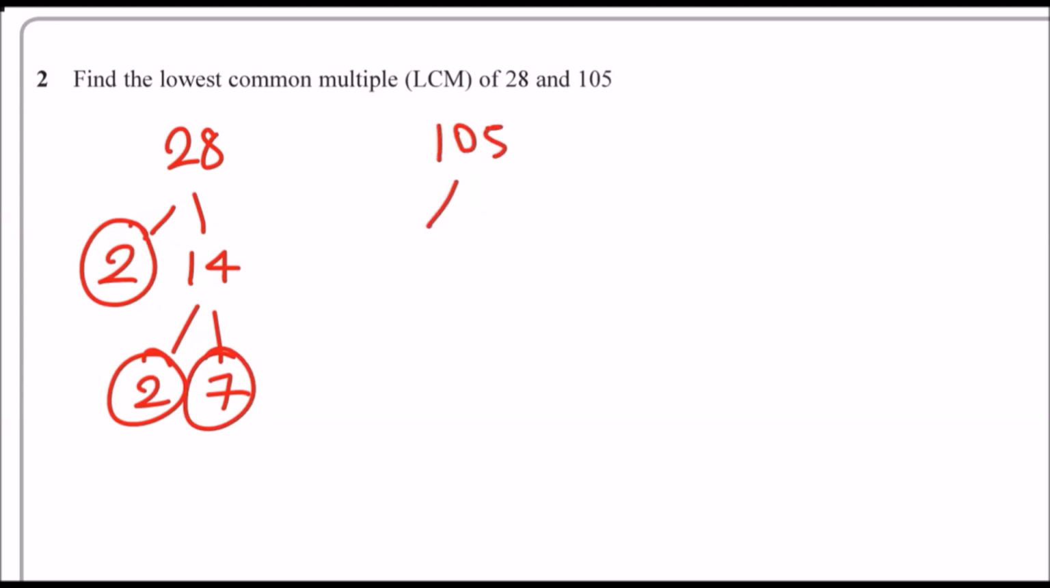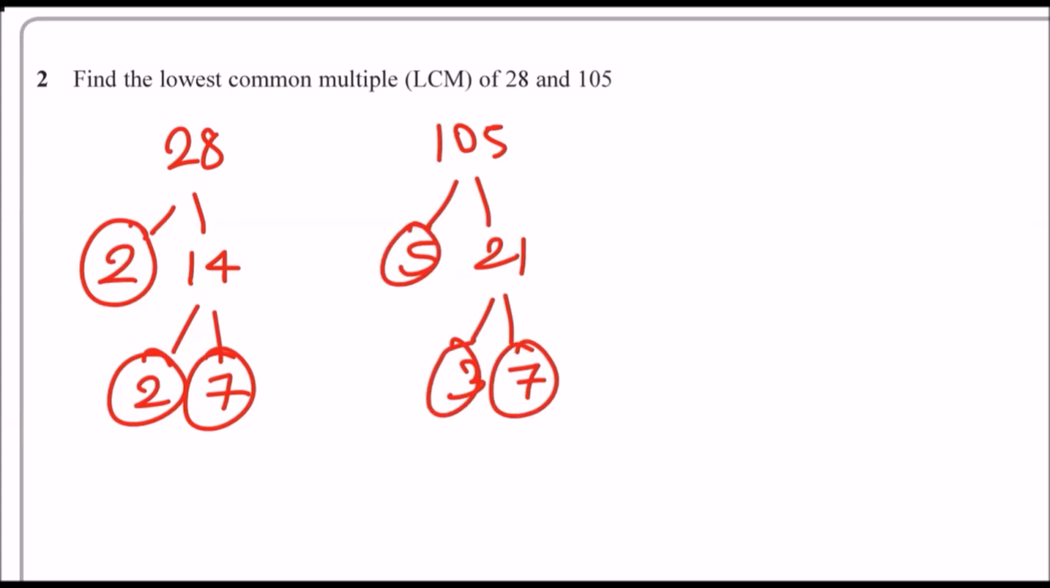Repeat the same for 105. We know this is divisible by 5 because anything ending in a 5 is in the 5 times table. Divide this by 5, you get 5 and 21. Break 21 down, you get 3 and 7. These are your prime numbers: 5, 3, and 7. Now, since we've done this part, we need to figure out what the LCM of these two numbers is. What I personally do is always draw a Venn diagram.